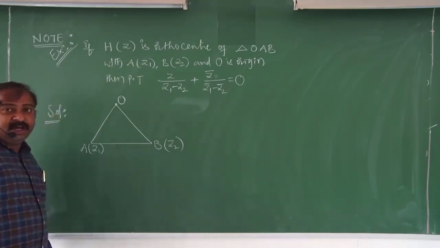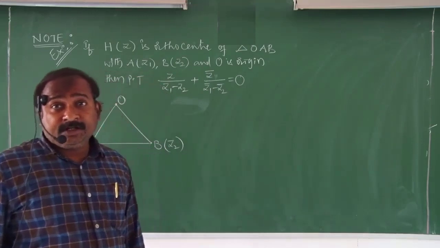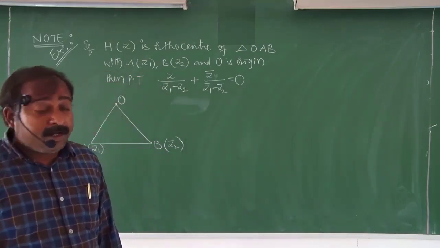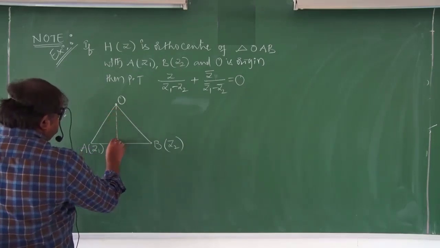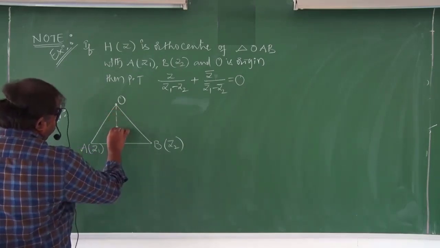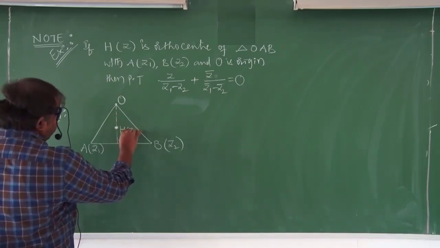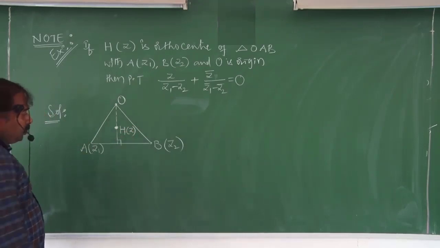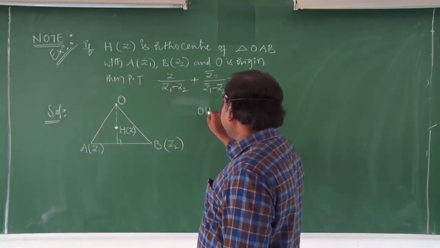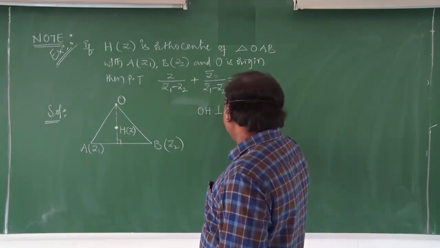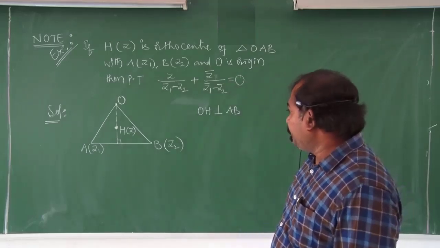Orthocenter. What is the meaning of orthocenter? Orthocenter means the altitudes' concurrent point. Let this be one altitude, then somewhere here you will get the other altitudes, and the orthocenter H of z is given like this. Now from this diagram, OH is perpendicular to the AB line.